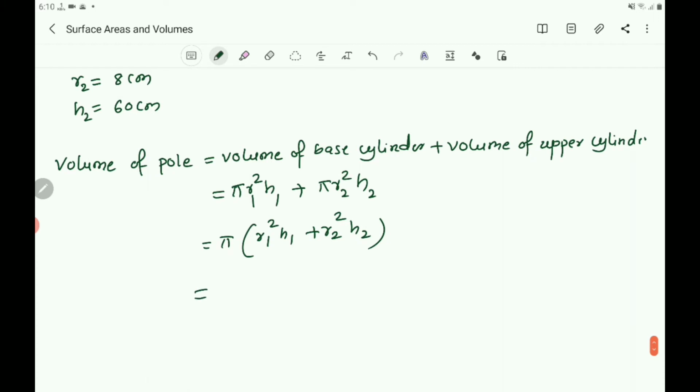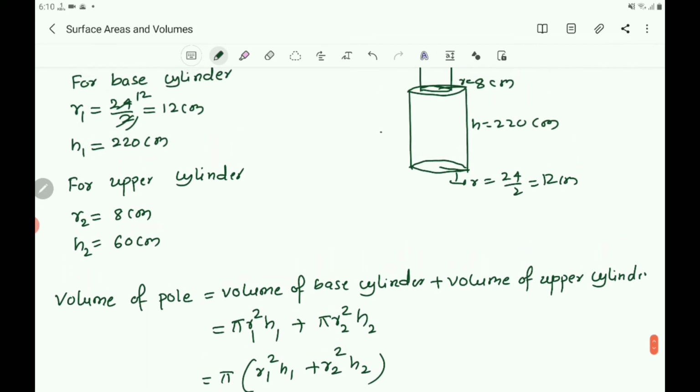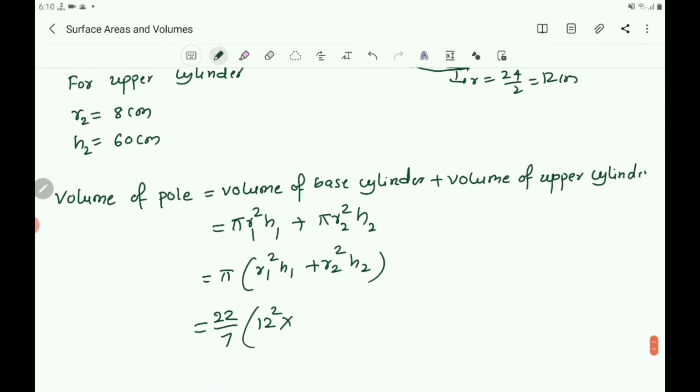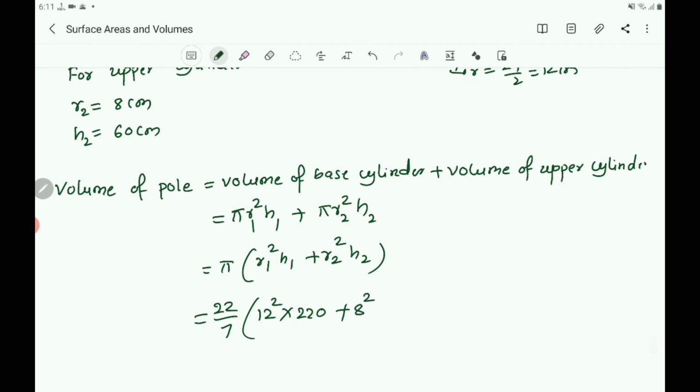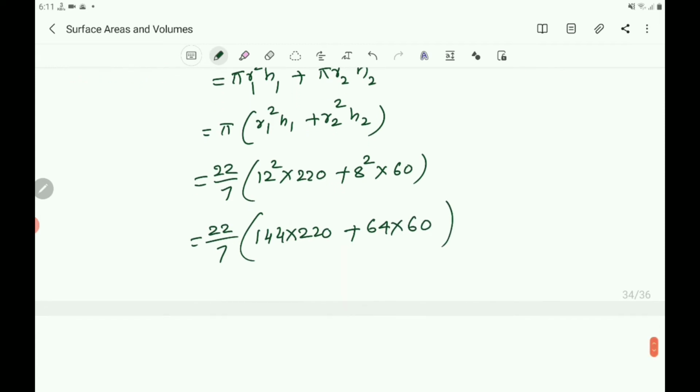Then you write the pi value as 22 by 7, times R1 which is 12 square into H1 which is 220, plus R2 which is 8 square into H2 which is 60. Then you write 22 by 7, 12 square. 12 square means 12 into 12, that is 144, into 220, plus 8 square is 8 into 8, so you write 64 into 60.